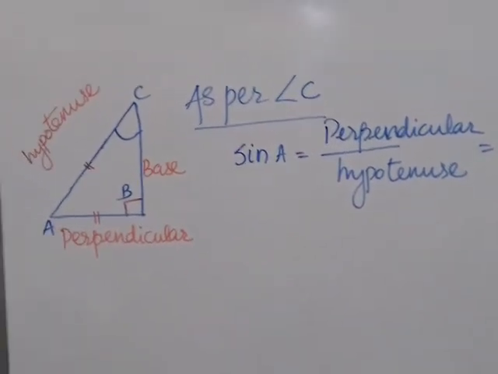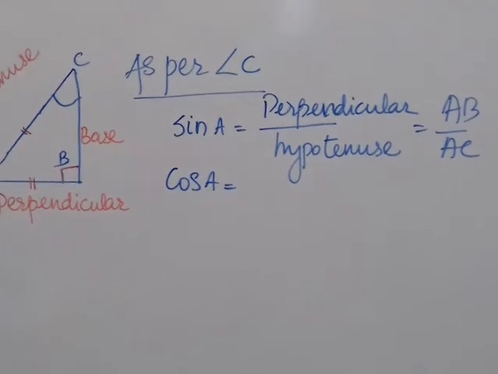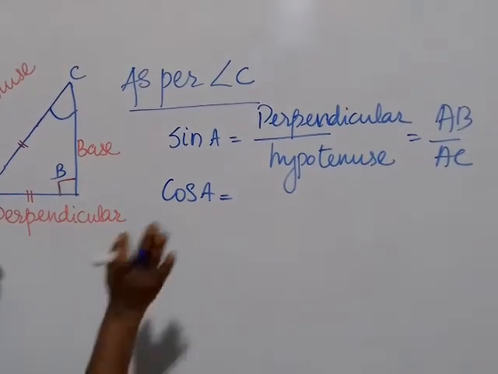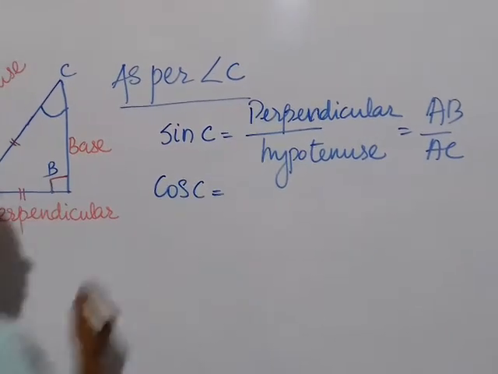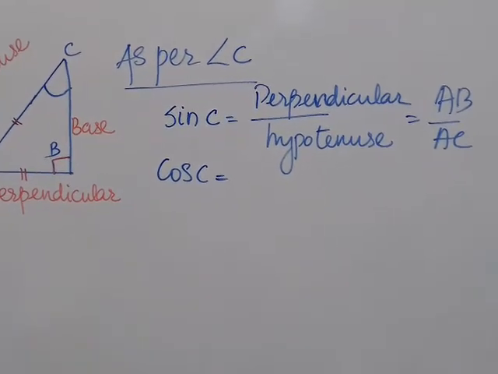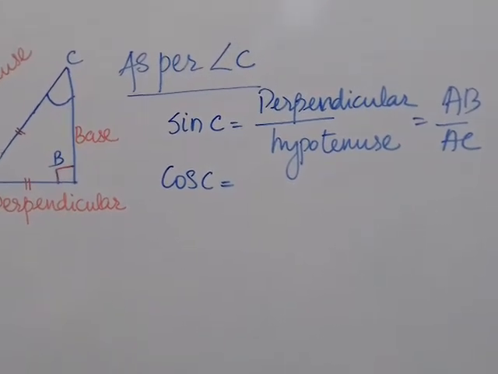Okay. Now cos A. Sorry. Sin C it is. Extremely sorry. C, we are considering C. Angle C. So sin C now. That is perpendicular by hypotenuse.